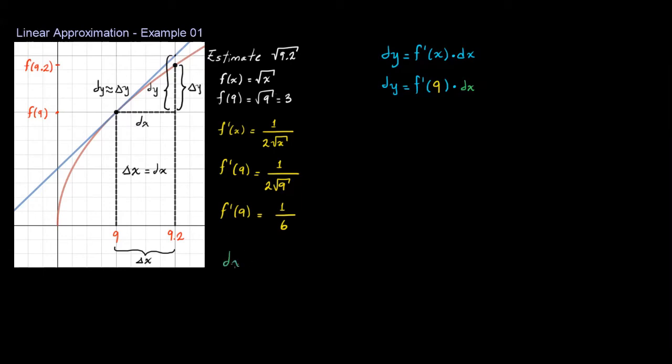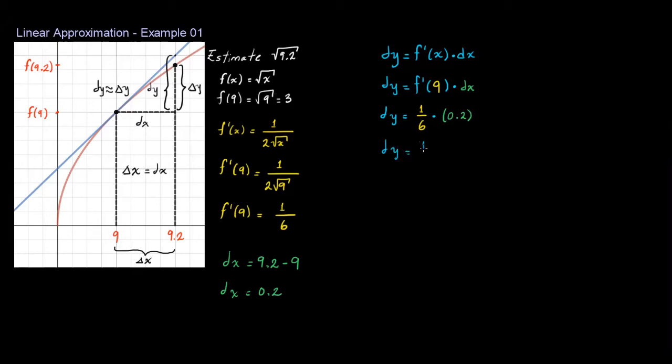So dx is roughly, just remember, the same as delta x. Now delta x, we can find it, would be the final value, which is in this case 9.2, minus the initial one, which is 9. So dx, in other words, would be 0.2. That will be it. Now let's fill in the blanks for the formula. dy will be equal to f prime of 9, which we know is equal to 1 over 6, times the dx, and we just found it's 0.2.